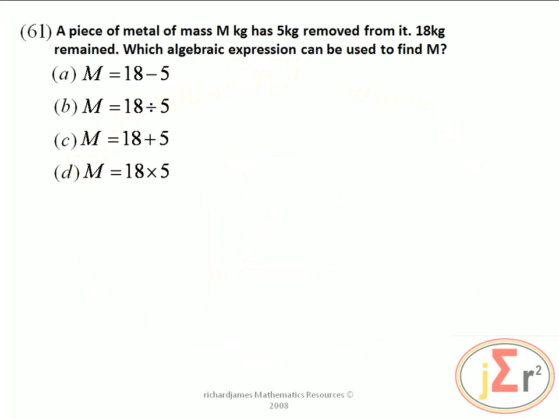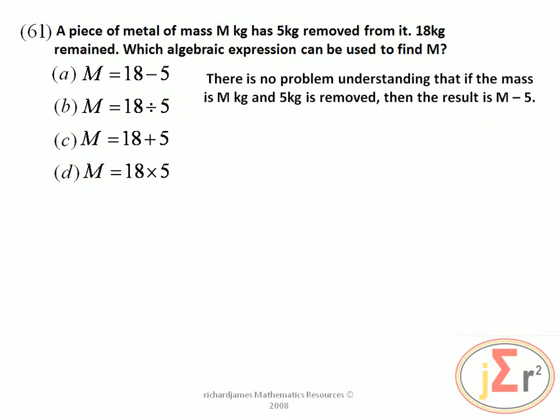Number 61. A piece of metal of mass m kilogram has 5 kilogram removed from it. 18 kilogram remained. Which algebraic expression can be used to find m?